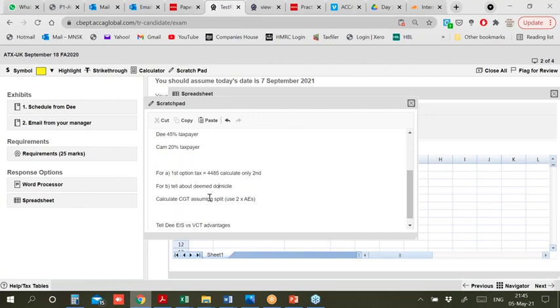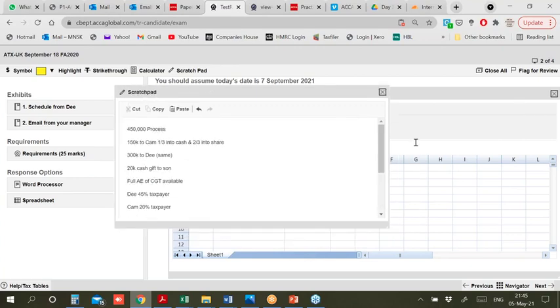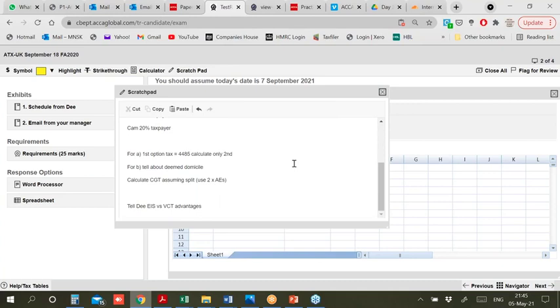Guys, do remember all of the work that you do, if it gets stuck, for example, in my case, it gets stuck. All of your work will be saved. Even if I close it, even if I refresh the page, even if I go out of the browser, whenever I log in, all of my work, my scratch pad or my spreadsheet, will be saved. So don't worry if you are practicing a question and it gets stuck. Do remember that.